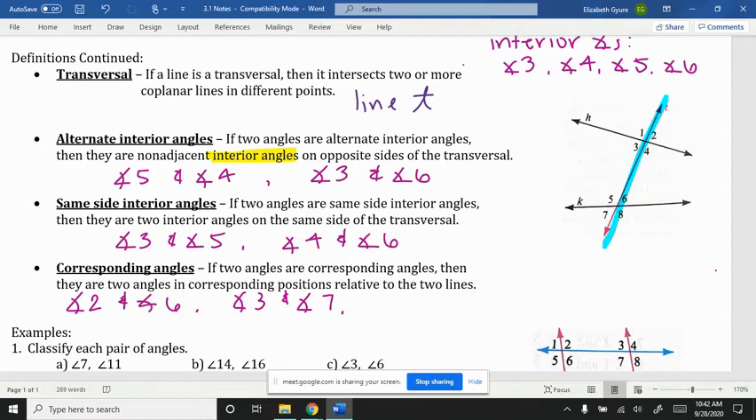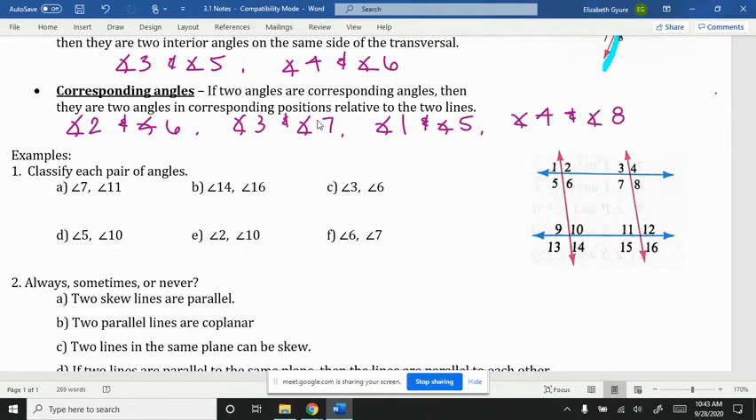This would actually have 4. Ayla? 1 and 5, right? Both to the left and above. Angle 1 and angle 5. Where would the last one have to be? 4 and 8, exactly. Good.